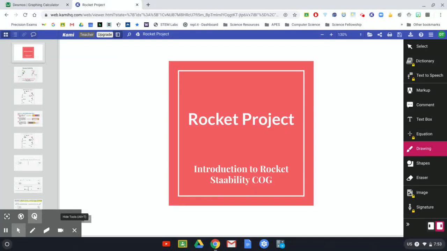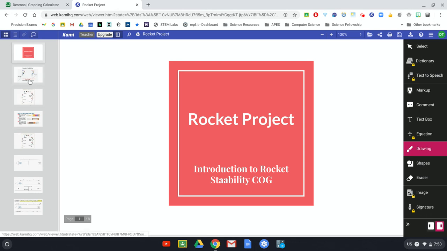All right, everyone. In this video, I'm going to teach you the first concept relating to rocket stability, which is how the center of gravity plays a role in that. Then we're going to use that information to develop a system of equations that we can use to figure out exactly what lengths we want our body tubes to be.